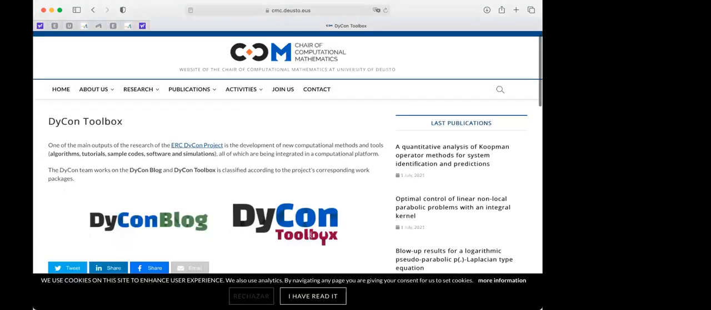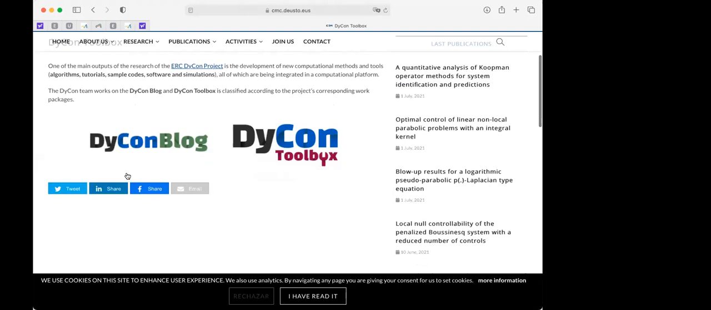I can maybe show you on the internet the blog that we have developed in a European Research Council project we are running. Okay, so I share my screen now from the computer. Okay, you see this Daikon Toolbox, right?